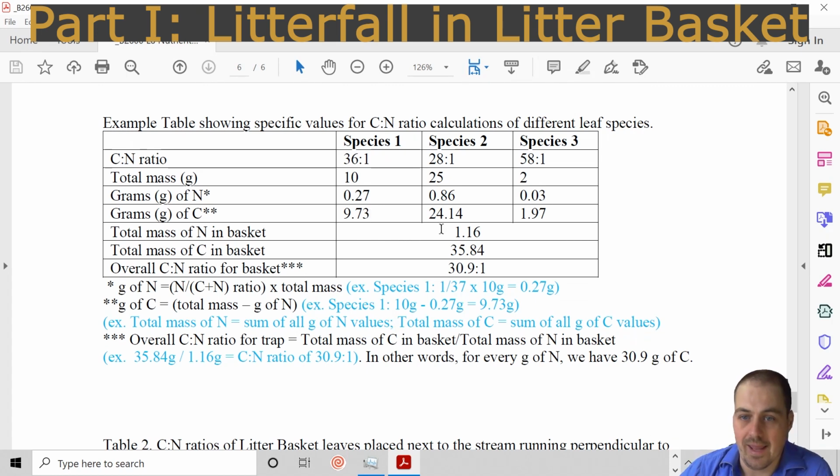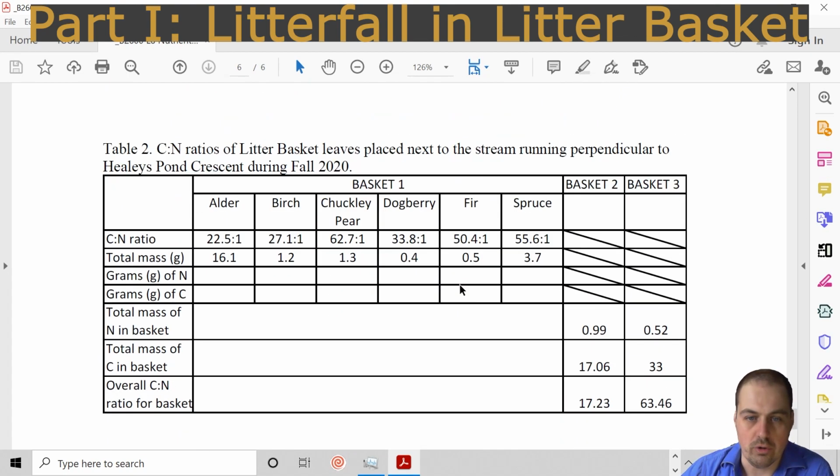To get your total N, total mass of N in the bucket, all you do is just add up all your grams of nitrogen. To get your total C, all you do is just add up your individual grams of C, and you get that. And then to get your final overall carbon nitrogen ratio for your whole basket, you just divide this by this. So you're essentially normalizing it to N, which will give you a value of 1 for N, and then this is your value for carbon.